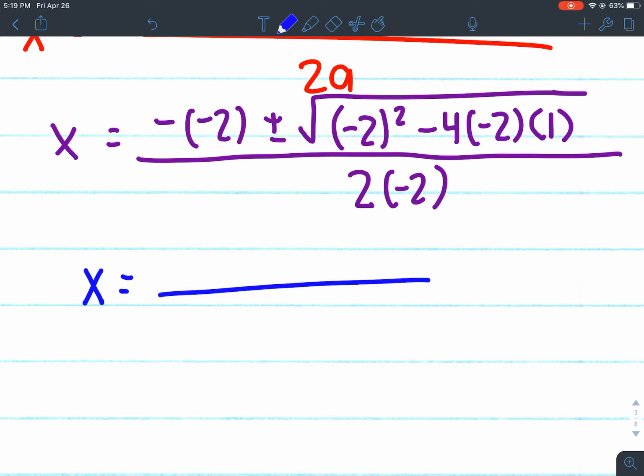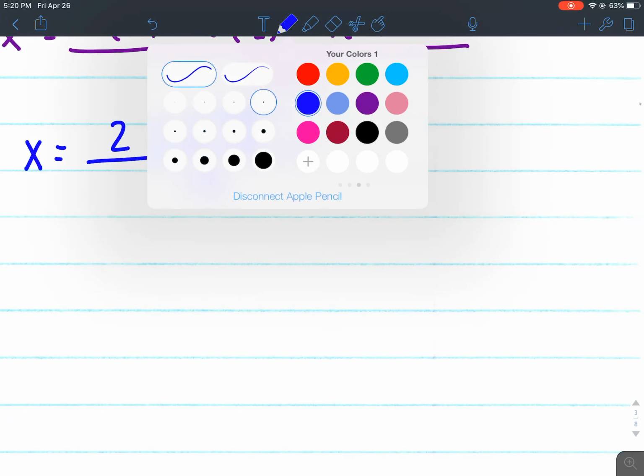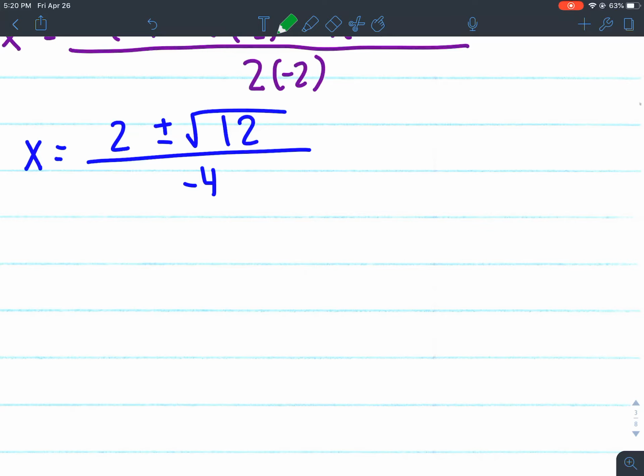Okay, well, I know that negative 2 is going to give me a positive 2, and then I have plus or minus, and then the square root. And then in the denominator, in the bottom, I have negative 4, because 2 times negative 2 is negative 4. Once I simplify this radical, I believe you get 12. Yeah, you get 12. So you should get 12 once you plug in that stuff under the radical in the calculator. You don't plug the radical in the calculator, just what's underneath the radical, the discriminant.